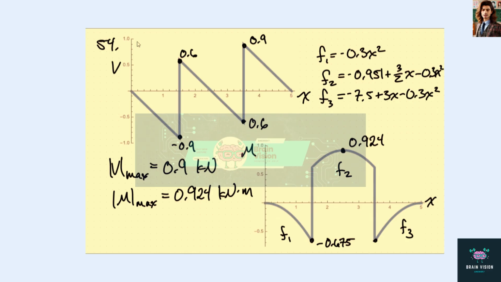But now what we can see is that here we still get to minus 0.675 kilonewton meters, but up here, this point is now 0.924 kilonewton meters, which has greater magnitude than that. So now what we see is that our largest magnitude of our bending moment occurs at the middle of the beam instead of at the points where the wires were attached.